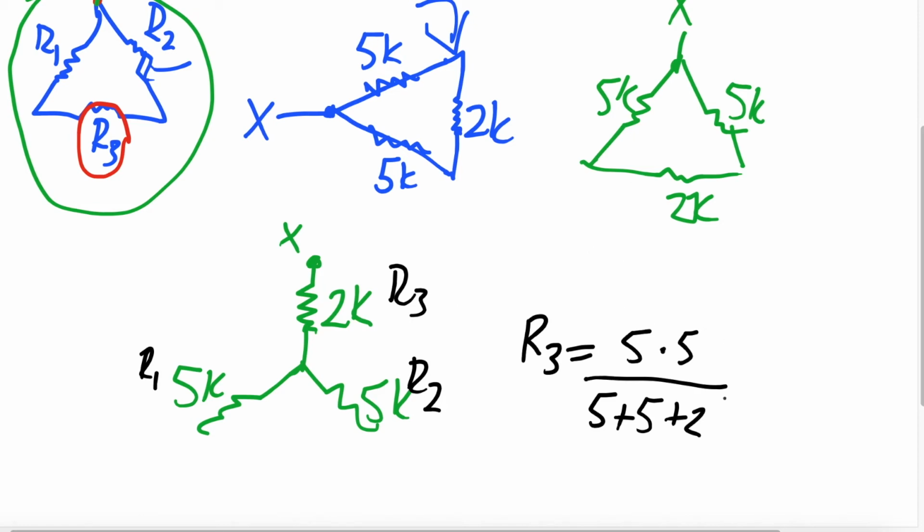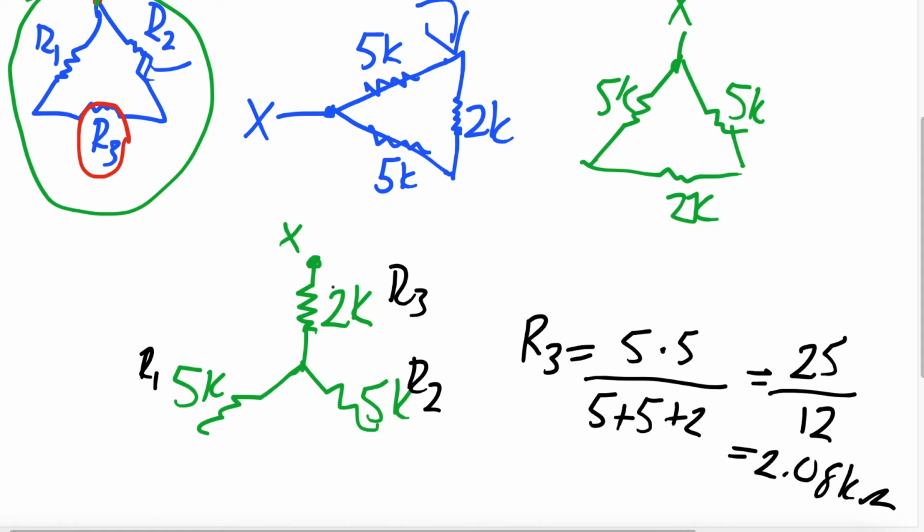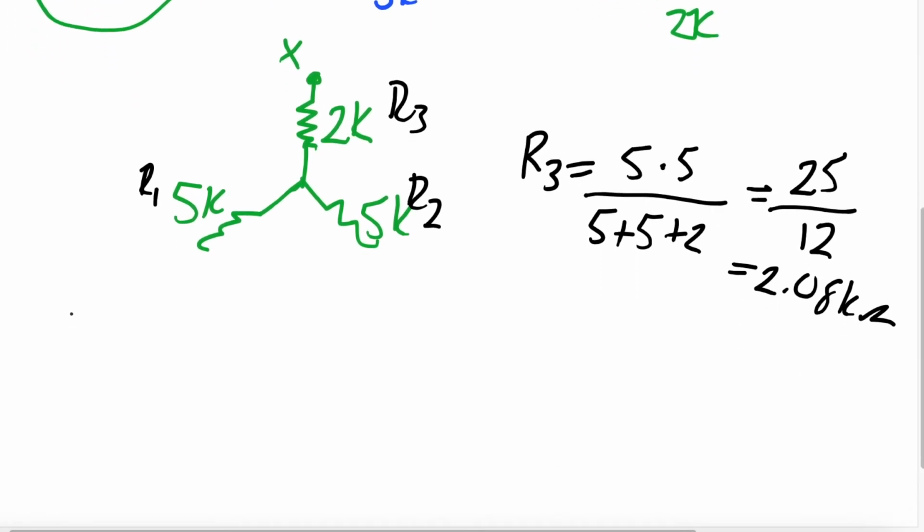And what is this equal to? Well, R3 is then equal to 25 at the top divided by 5 plus 5 plus 2, which is equal to 12, right? So we have 25 divided by 12. Let's put that in decimal form, which is equal to 2.08 kiloohms, right? So we know that this top 2K essentially becomes 2.08 kiloohms. So if we write down our new diagram, we have our X node over here, and our resistor coming vertically is now 2.08 kiloohms. What we have to do is find out what the two 5K resistors become as well.